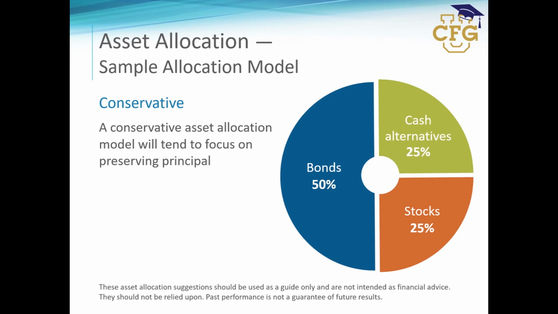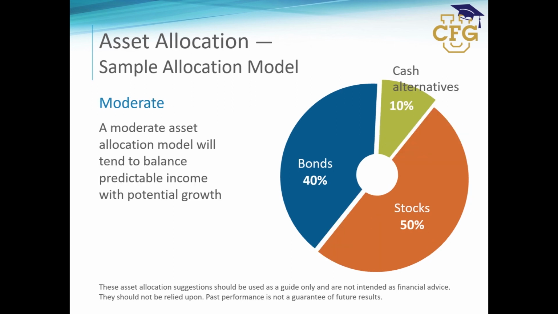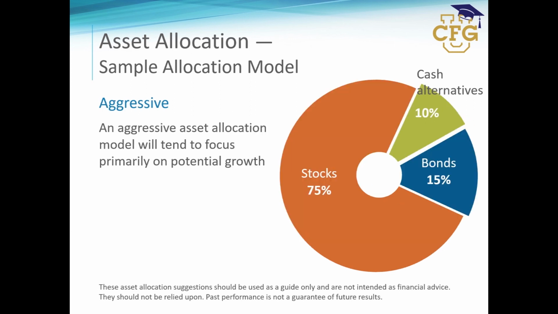Every individual situation is unique. Nevertheless, in general, conservative asset allocation models will invest more heavily in bonds and cash alternatives, with the primary goal of preserving principal. In comparison, a moderate asset allocation model will attempt to balance income and growth by allocating significant investment dollars to both stocks and bonds. Finally, an aggressive asset allocation model will tend to concentrate more heavily in stocks, focusing on potential growth.